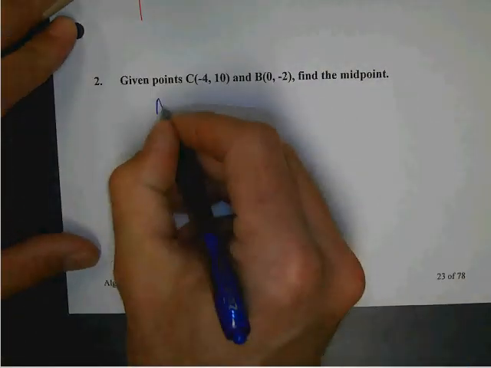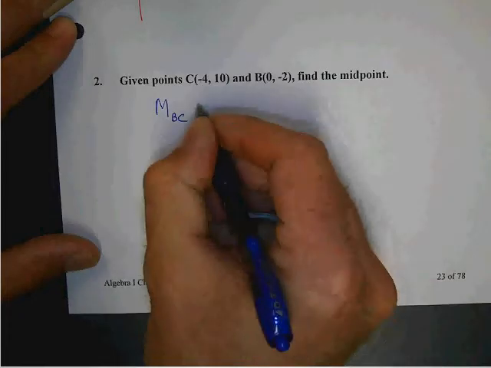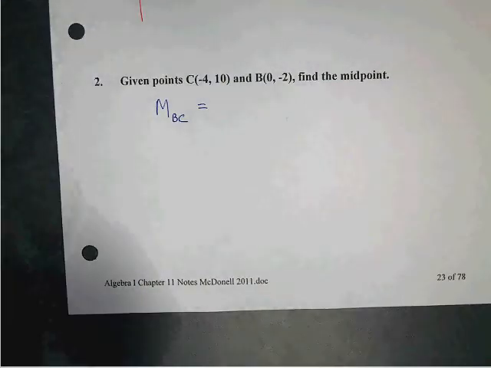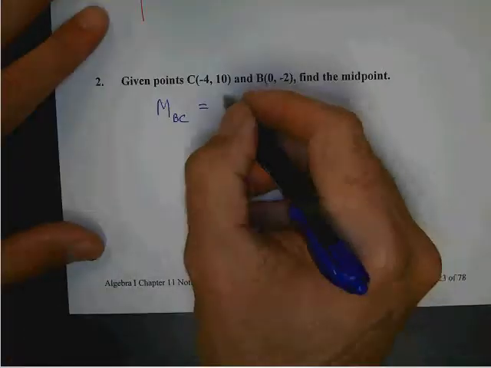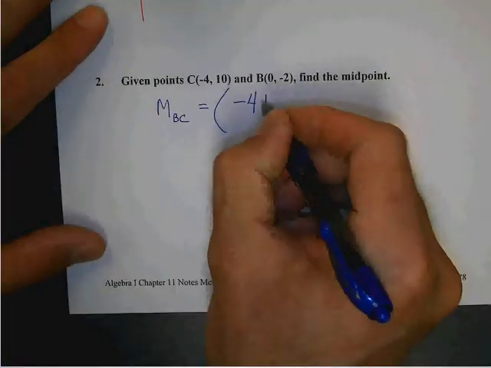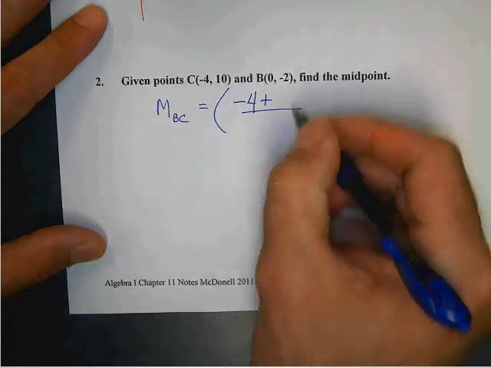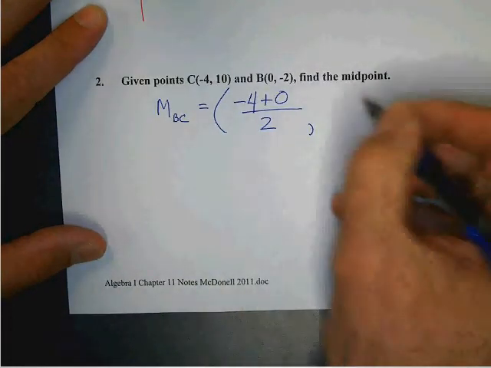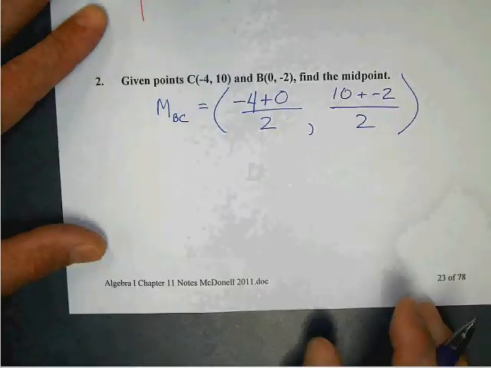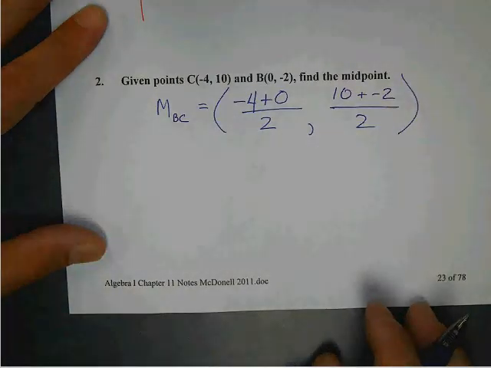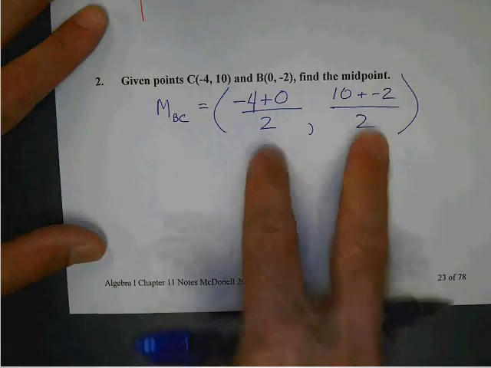The midpoint, when I do a little subscript like that, why am I doing that? What is my purpose? I'm telling you it's the midpoint of what? Point B, C. Yeah, of B and C. So here we go. Negative 4, what am I going to add to it? 0 over 2, comma, 10 plus negative 2 over 2. On your homework, this is the work I want to see. I want to see this part, and then you can go write your answer.